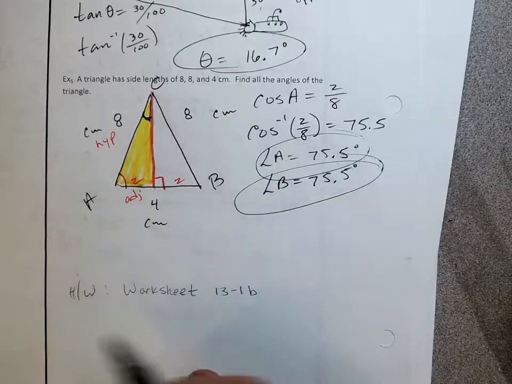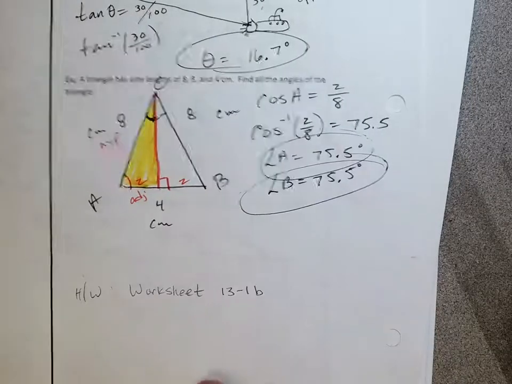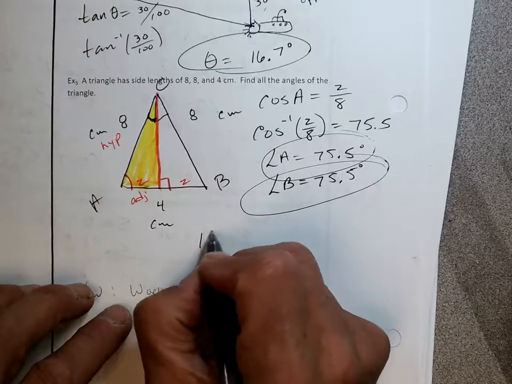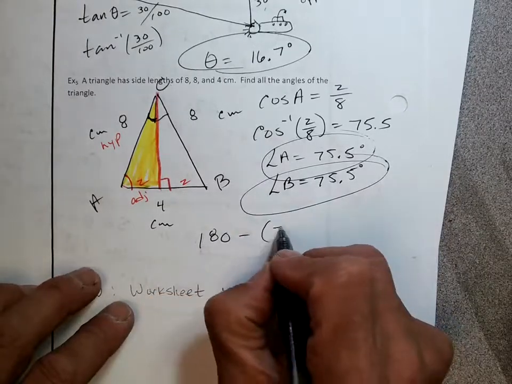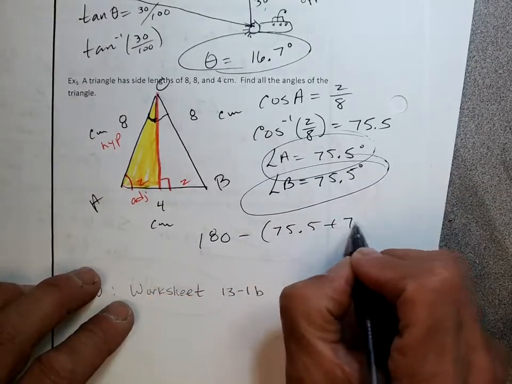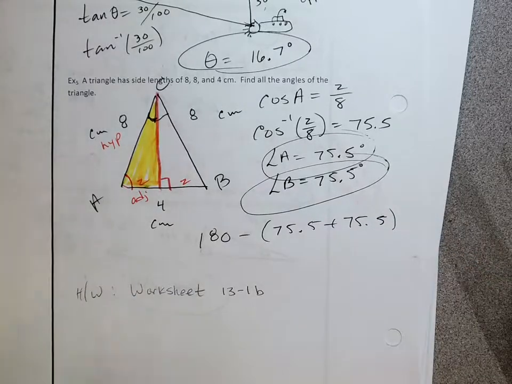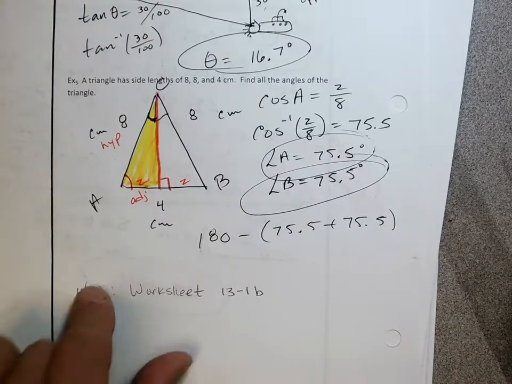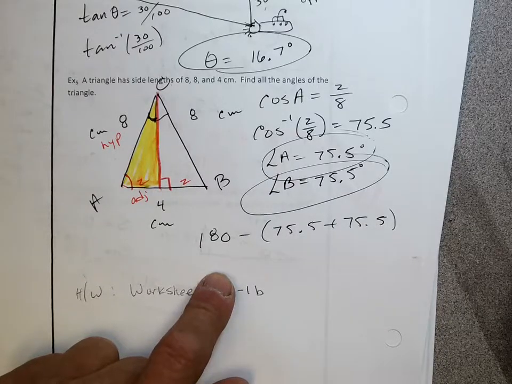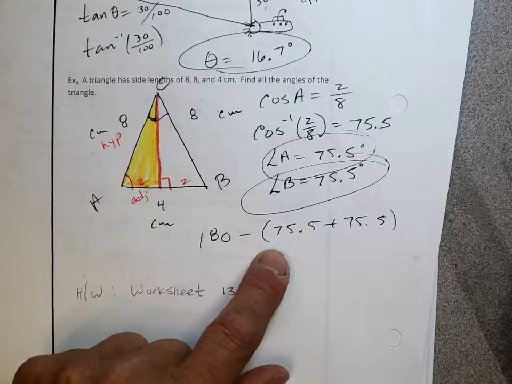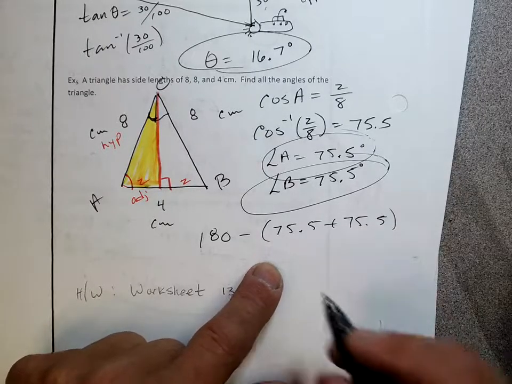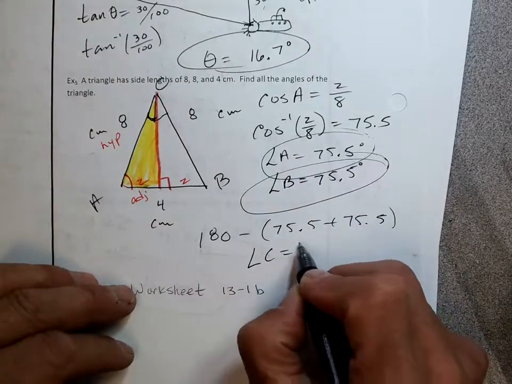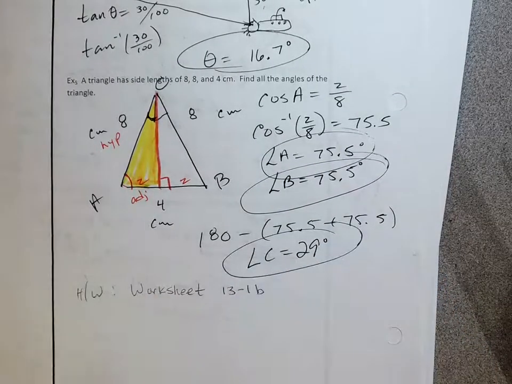Or we can go from 180. Might even be easier to just go from 180. Let's get the whole thing. Come on, let's go back to geometry, right? Let's just go 180 minus my 75.5 plus my other 75.5, right? Let's just do some geometry, huh? Yeah, I agree with that. And I get about 29 degrees. So angle C is about 29 degrees.